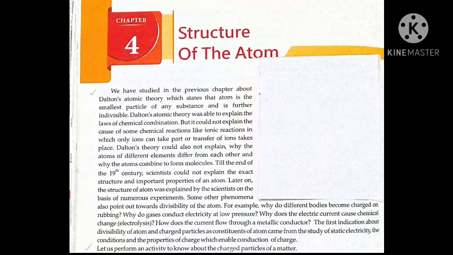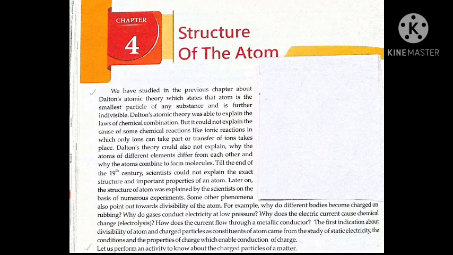Introduction. In the previous chapter, we have studied about Dalton's atomic theory, which states that atom is the smallest particle of any substance and is further indivisible. Dalton's atomic theory was able to explain the law of conservation of mass and law of constant proportion, that is, laws of chemical combination.